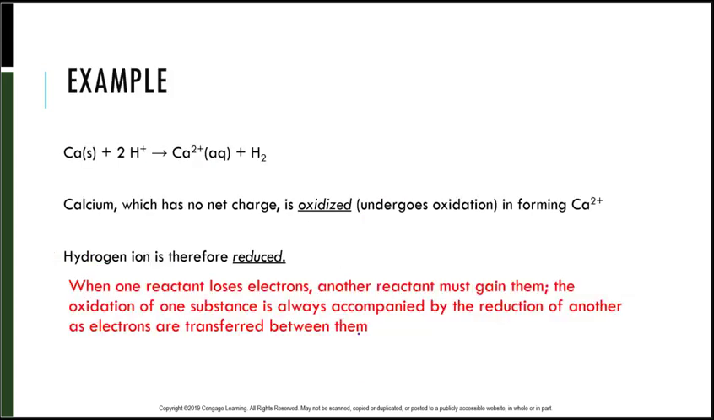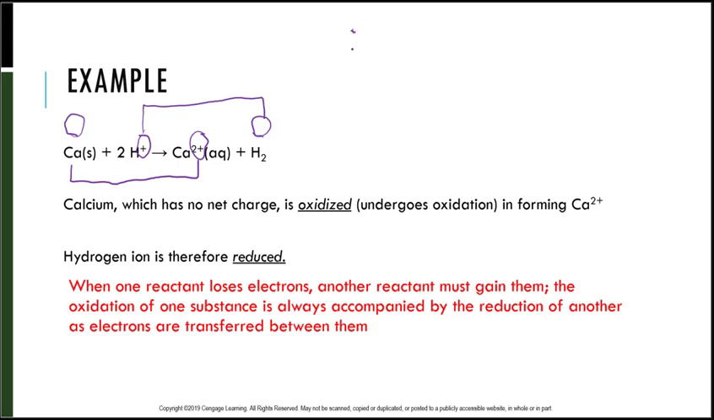Let's look at an example. Let's say I have calcium plus 2 hydrogen ions yields calcium 2+ and hydrogen gas. Okay, so let's assign oxidation numbers. We have calcium just by itself, 0 oxidation number. Over on the right, I have hydrogen by itself, 0. And then obviously I have my H+ and my Ca2+. So those are those oxidation numbers. Let's look at what's happening from left to right. Calcium went from 0 to positive 2. Hydrogen went from positive 1 to 0.